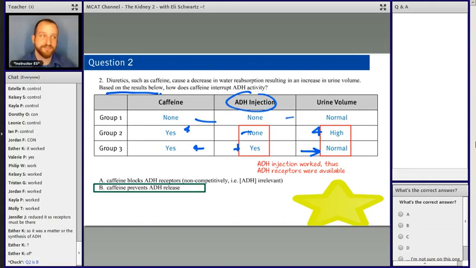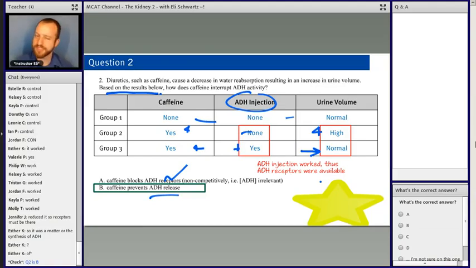Now, we don't necessarily have to know what mechanism it used to block, or what else was a cofactor for the blocking. None of that is related at all to this particular answer. It's really just, apparently, caffeine blocks ADH release due to this experiment. And the reason is because when we added ADH, that did have an effect. And if it had an effect, then the receptors must have been fine, because in this case we had a negative effect, but we had an effect. So whatever the other answer is, ADH release apparently was the problem in the first place.